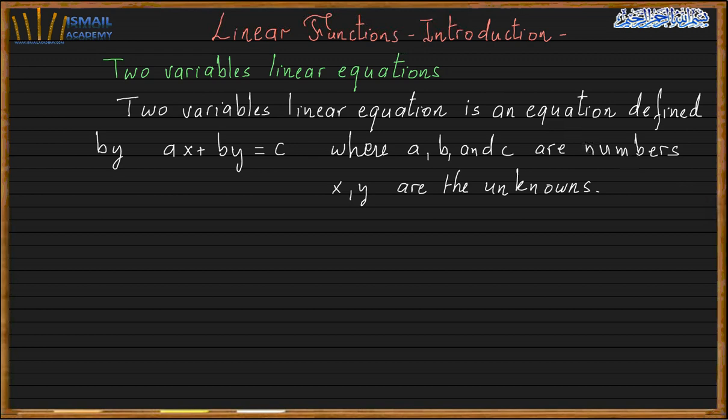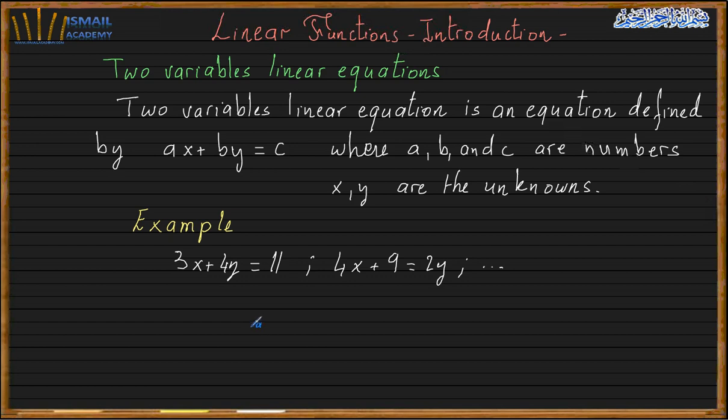Let me give you an example of two variable linear equations. For example, 3x plus 4y equals minus 11, 4x plus 9 equals 2y, and so on. So those are examples of two variable linear equations.